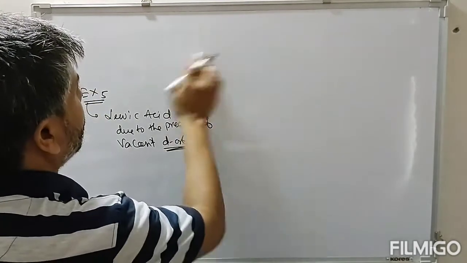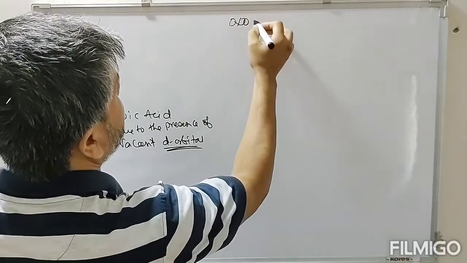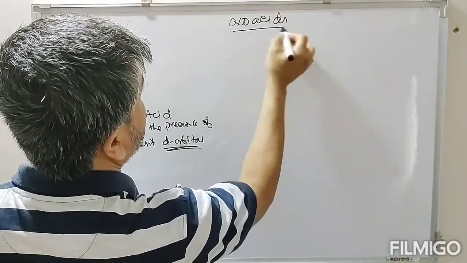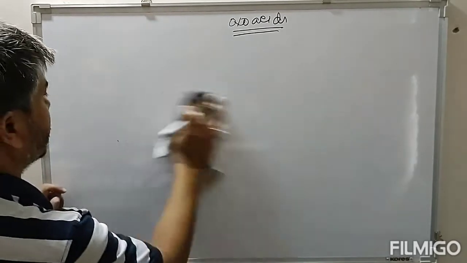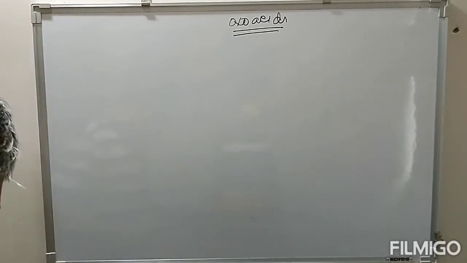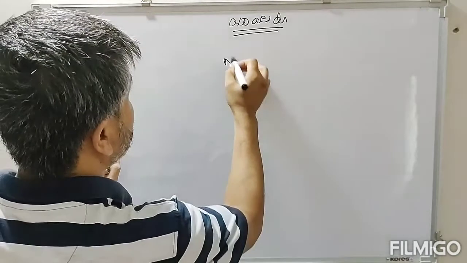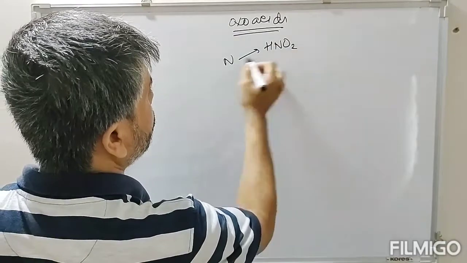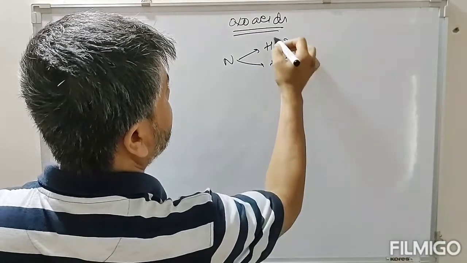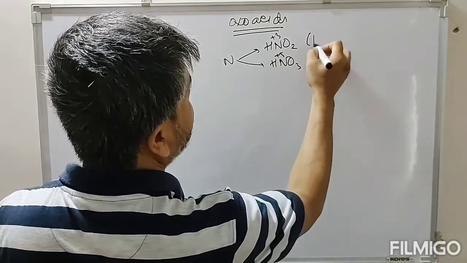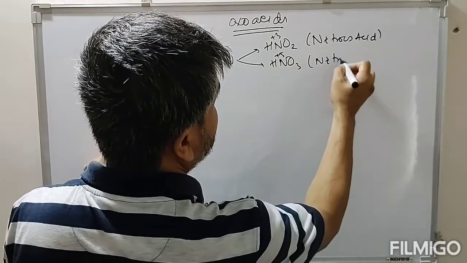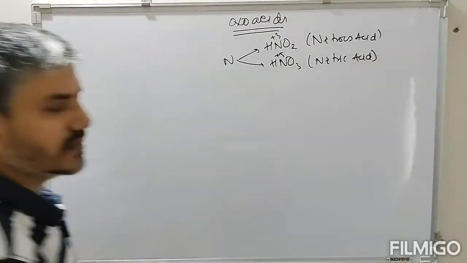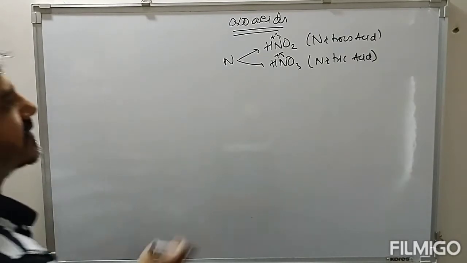Now coming to oxo acids of group 15, nitrogen shows two types of oxo acids, HNO2 and HNO3. Nitrogen plus 3, nitrogen plus 5. This is nitrous acid, and this is nitric acid. So we have this nitric acid.